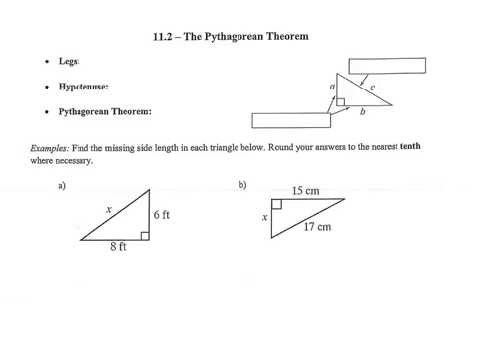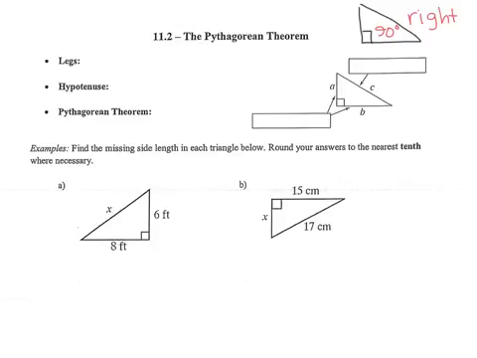In a right triangle, there is a 90-degree angle. So this means that this right here is 90 degrees. This is called a right triangle.